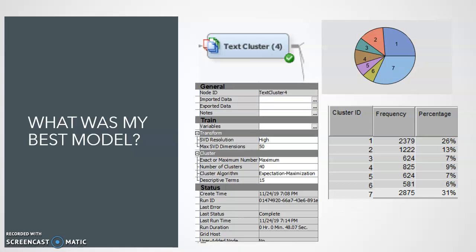The next thing that I ran was a text cluster, and this is actually where I got a lot of my information. In this text cluster, I had my SVD resolution be high with the maximum SVD dimensions of 50. I did a maximum number of clusters as 40. And you can see here that I actually got 7 clusters, with cluster 1 having 26% of the results, and cluster 7 having 31% of the results.